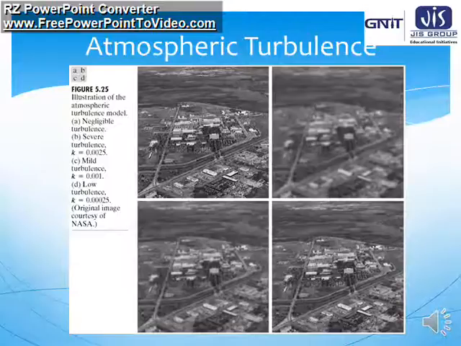So we can see the two diagonal images, that means the first and last, the first one has very negligible turbulence and the last one has very low turbulence, so they are clear. But in the other two cases, as the turbulence is a little bit greater, the images are blurred, not clear at all.